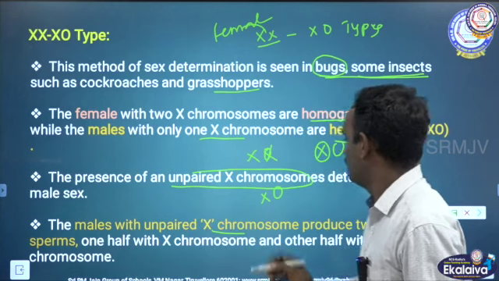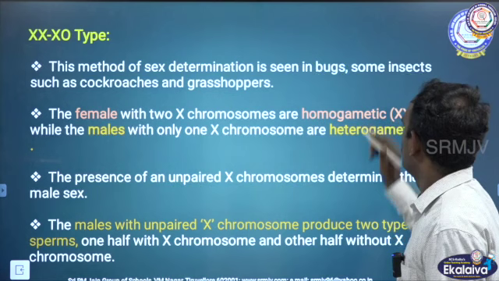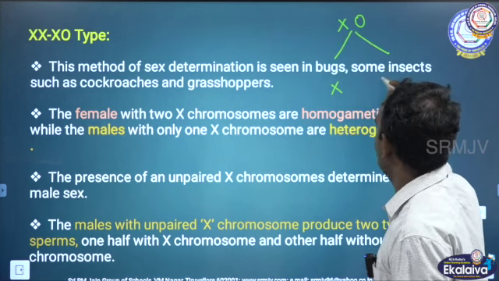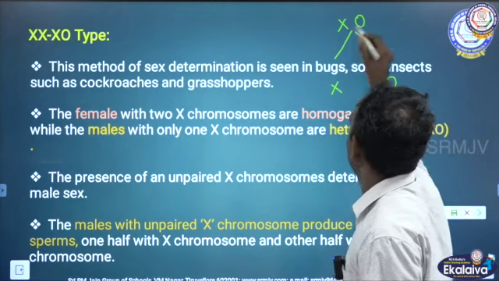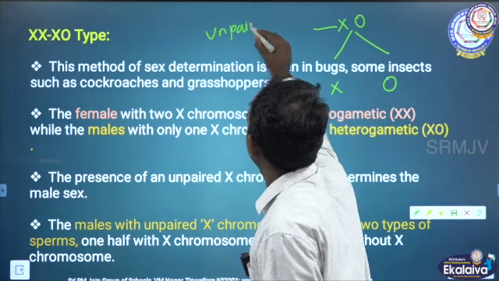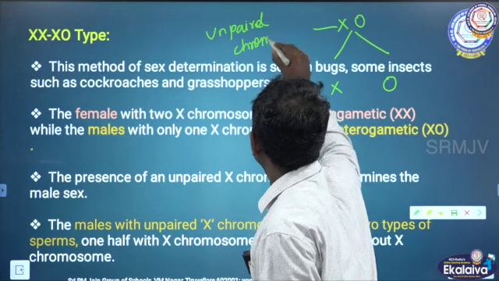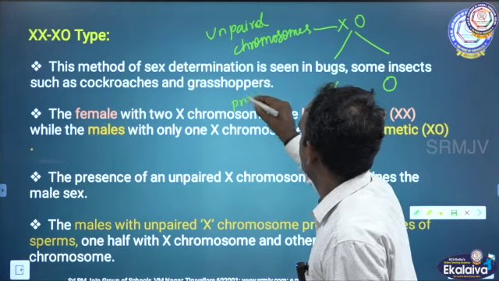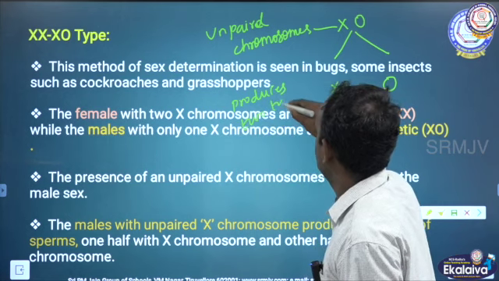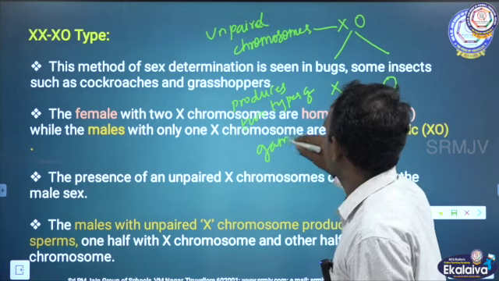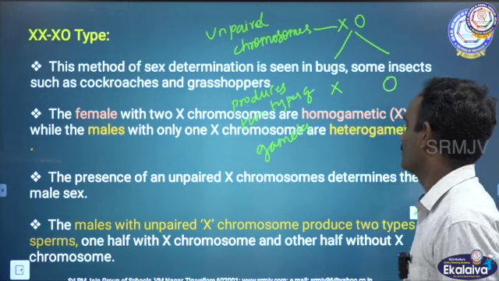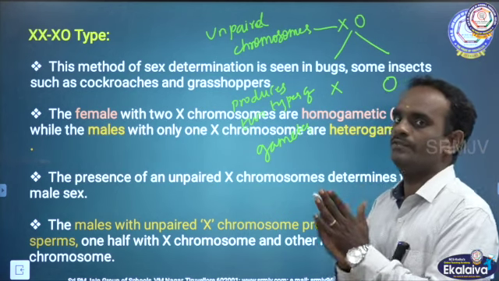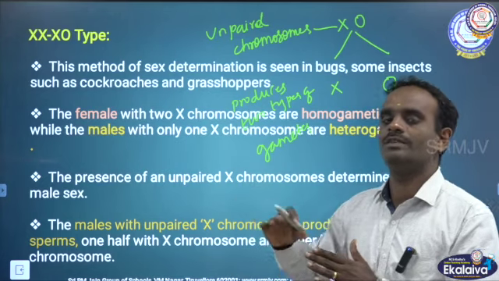The males with unpaired X chromosome produce 2 different types of gametes. See XO, this is the chromosome. It can produce one X gamete as well as the O gamete. So, the male with unpaired chromosome produces 2 types of gametes. One is X and another one is O. So, one with X and another without X. Here there is no X. So, 2 dissimilar gametes, one having X and another without X.